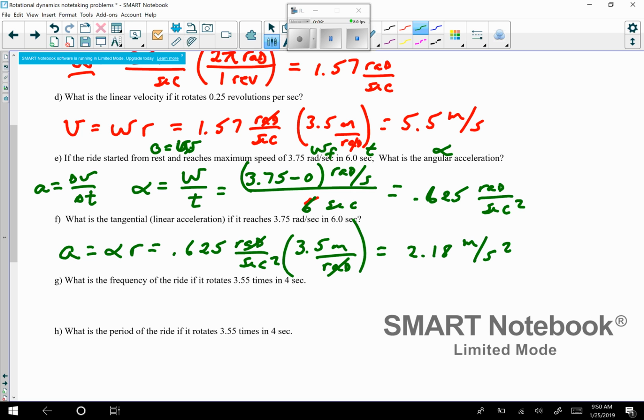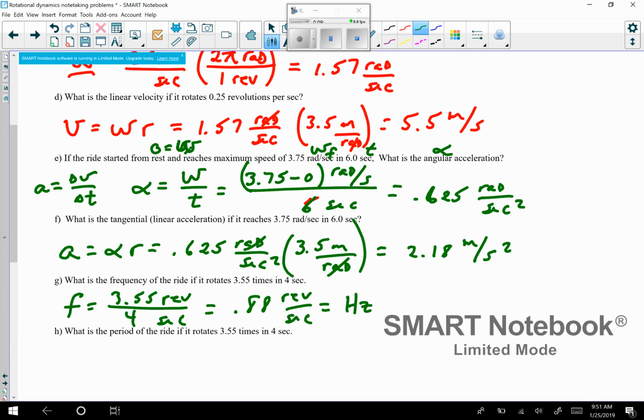Lastly but not leastly, it asks for the frequency. Well, the frequency is how many times does it go around, or revolutions per second. And in this case, it says it rotates 3.55 times, or revolutions, in 4 seconds. Simply divide those two numbers and you end up getting 0.88 revolutions per second. And a revolution per second, or a cycle per second, is also called a hertz. It's also called a Hz, which is called a hertz.